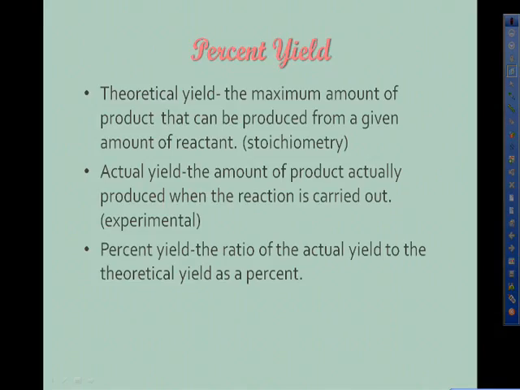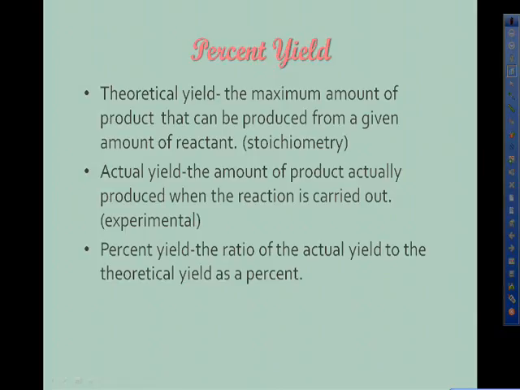First, before we look at calculating percent yield, let's look at some definitions. The theoretical yield is what you calculate. This is the maximum amount of product that can be produced from a given amount of reactant. So this is the stoichiometry, the actual setup and calculation of the amount for that product. The actual yield, on the other hand, is the amount of product that is actually produced when the reaction is carried out. We call this the experimental value. It is the value that you obtain in lab if you actually run this experiment.